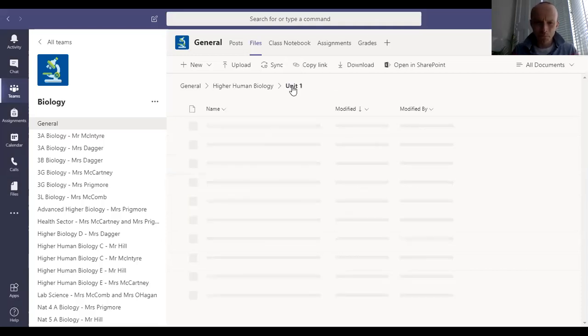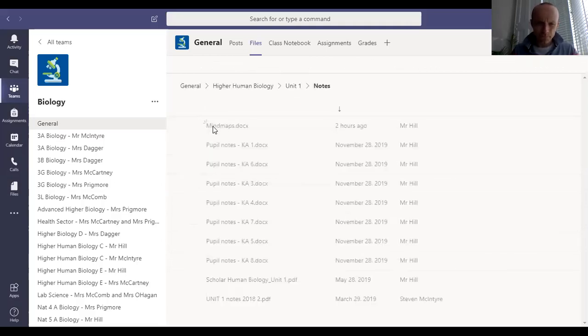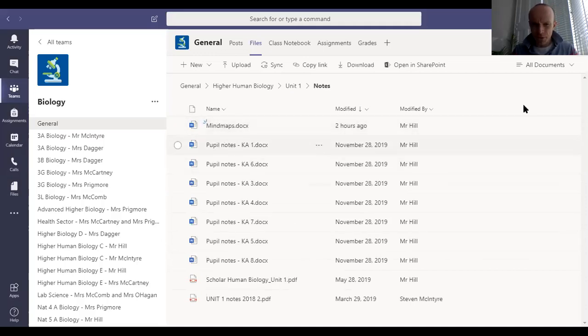So if we go back to Unit 1 and go to Notes. Okay, so there are notes for each key area that we want you to complete. You will either do that in class when we eventually get into class, or you can do that at home. And you can use the lessons, the PowerPoints, to help you to complete the notes. Down at the bottom as well, there's some information from Scholar, but we'll come back to Scholar. And then as well, for each of the units, there are some mind maps that you can complete for each of the key areas.